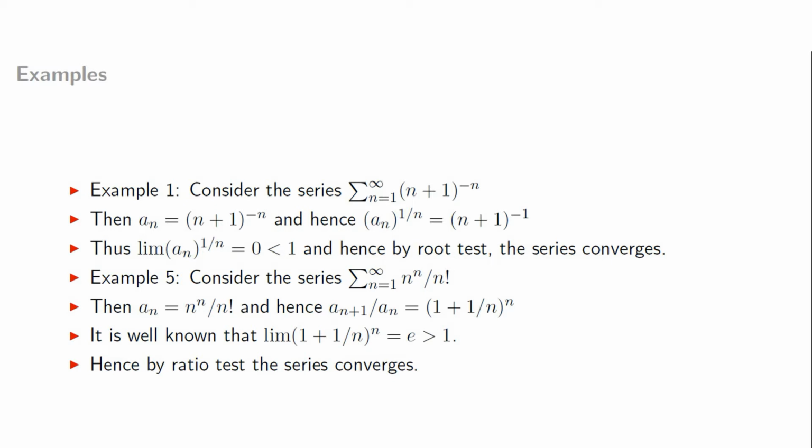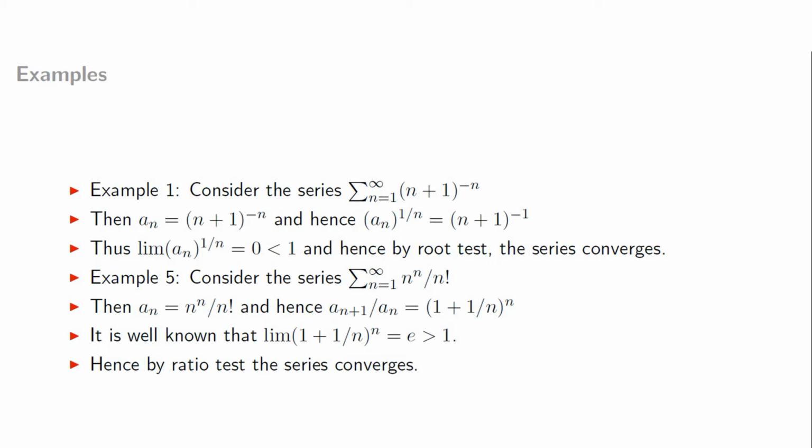Consider the series summation n from 1 to infinity (n plus 1) whole to the power minus n. Naturally, the nth term in this case is (n plus 1) to the power minus n, and we find that a_n to the power 1 by n is nothing but 1 by (n plus 1). Therefore, the limit of a_n to the power 1 by n is 0, which is less than 1, and hence by Cauchy's root test the series converges.